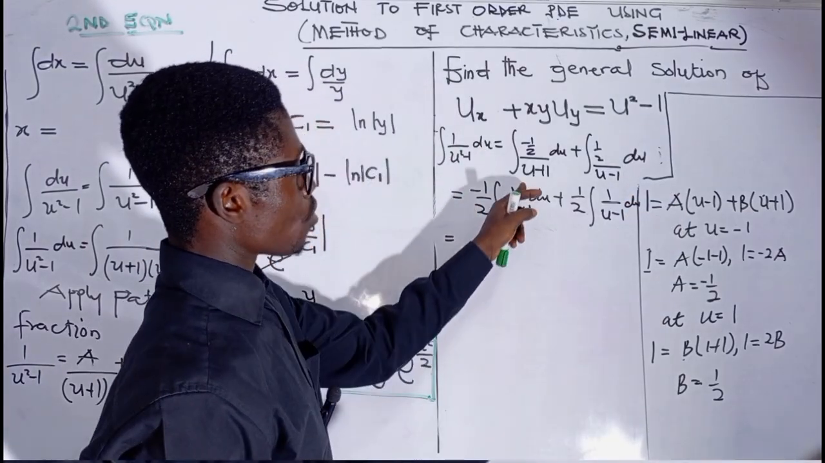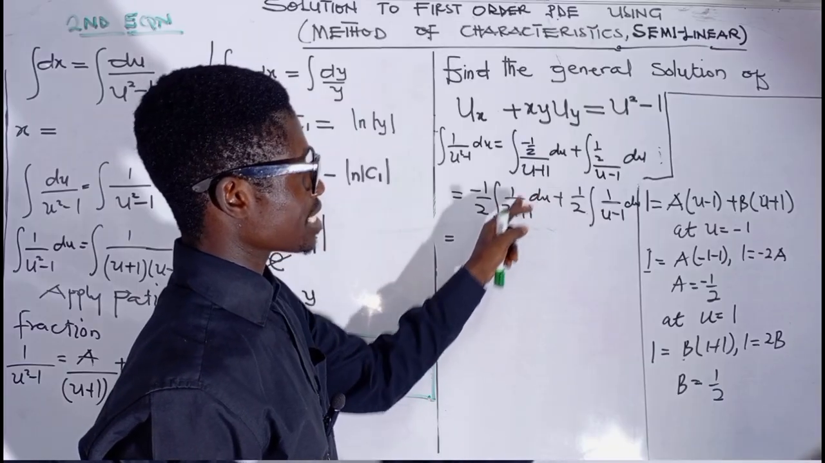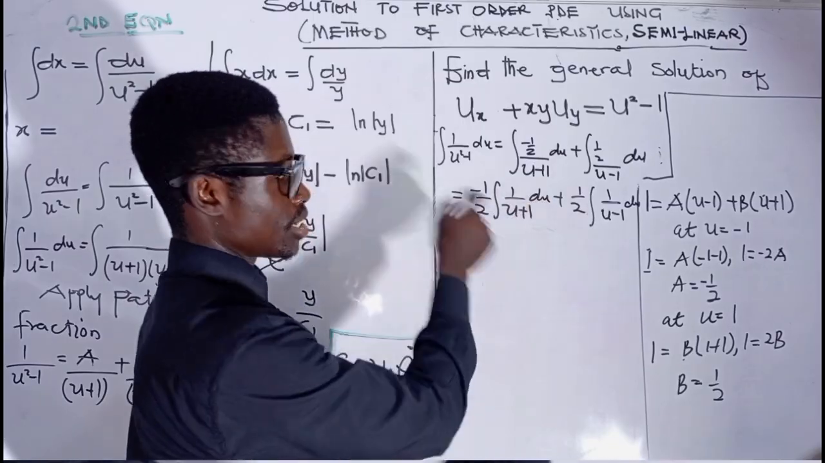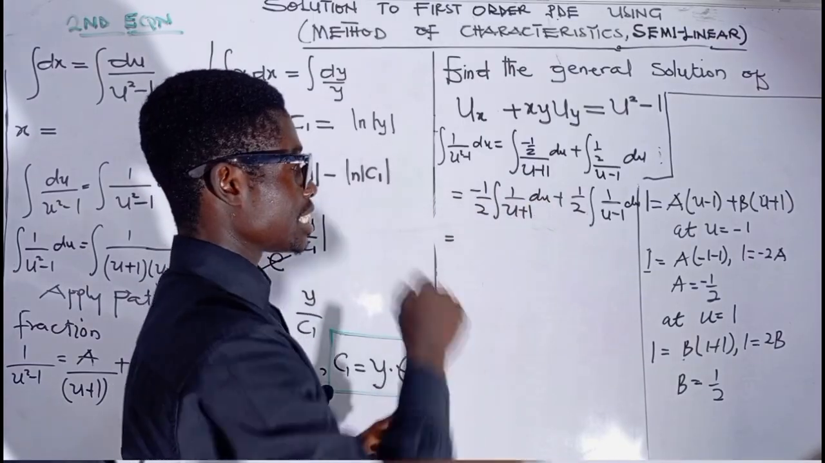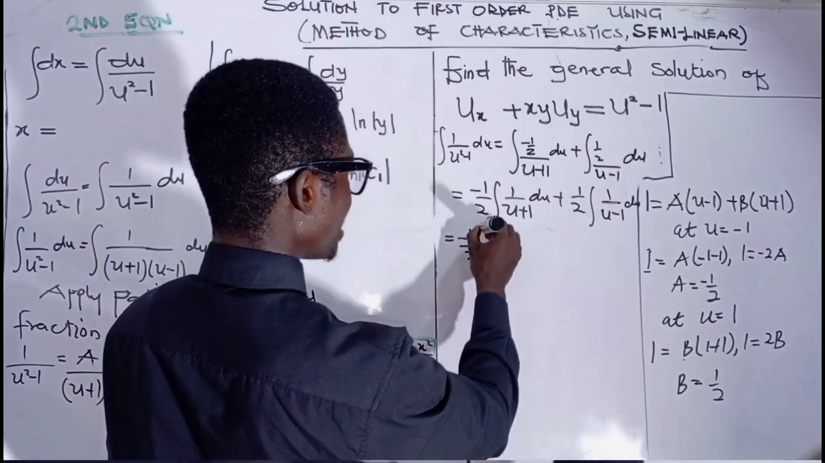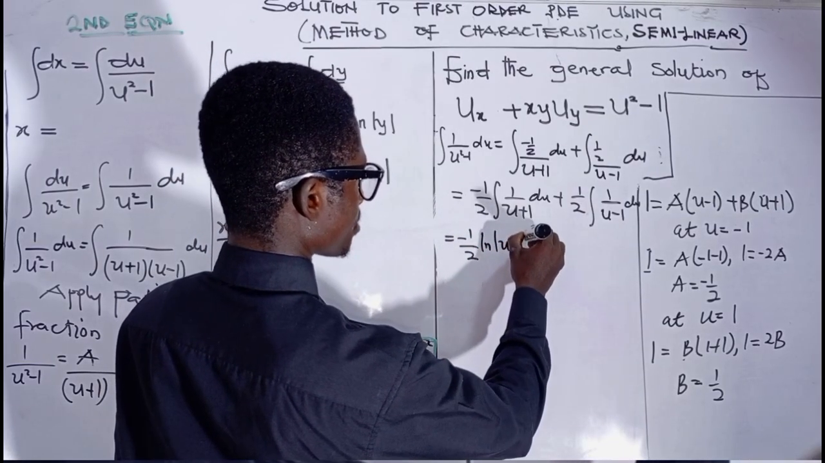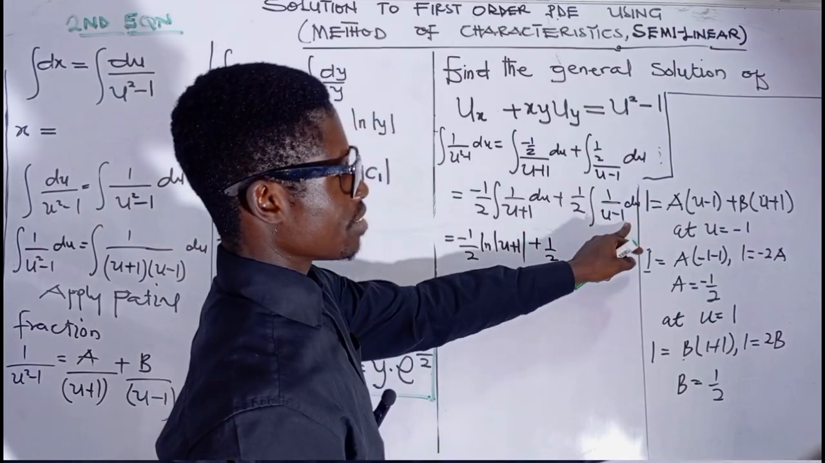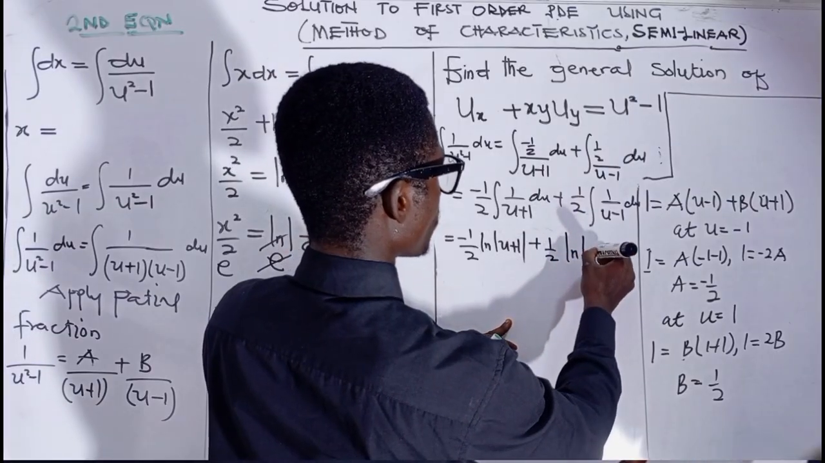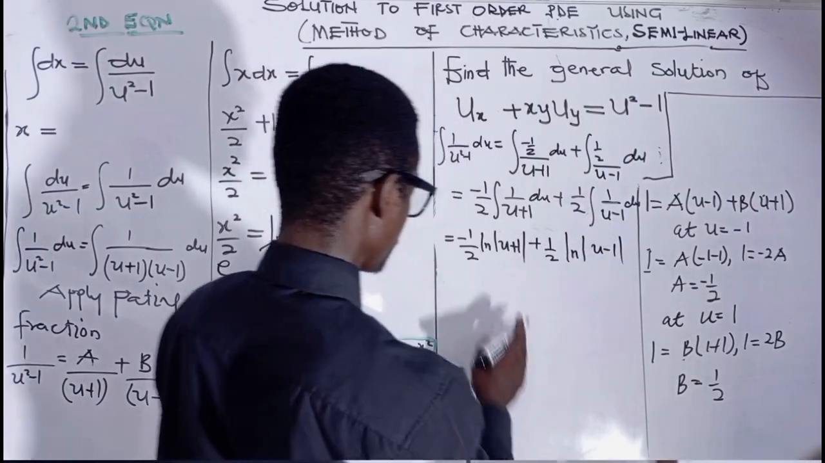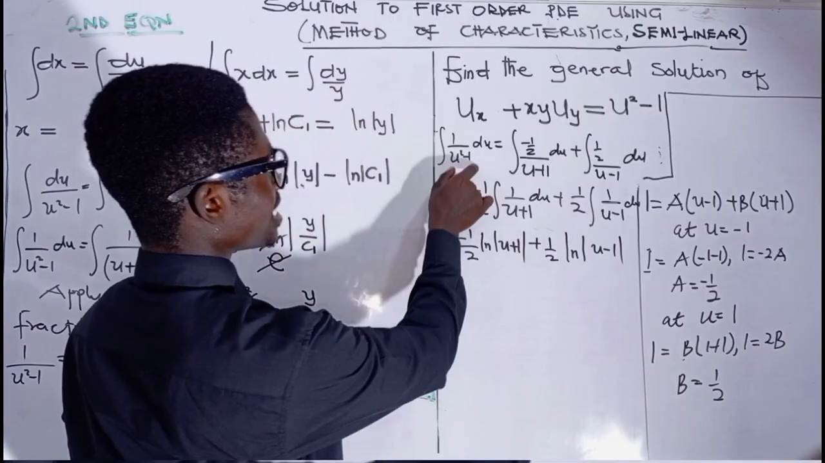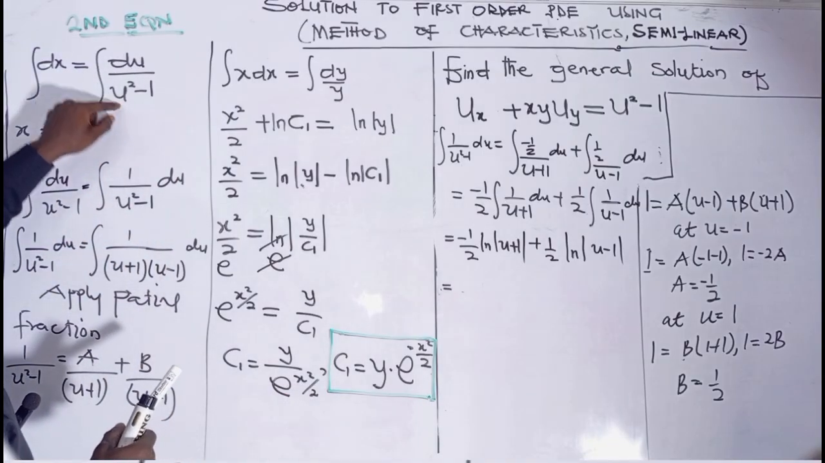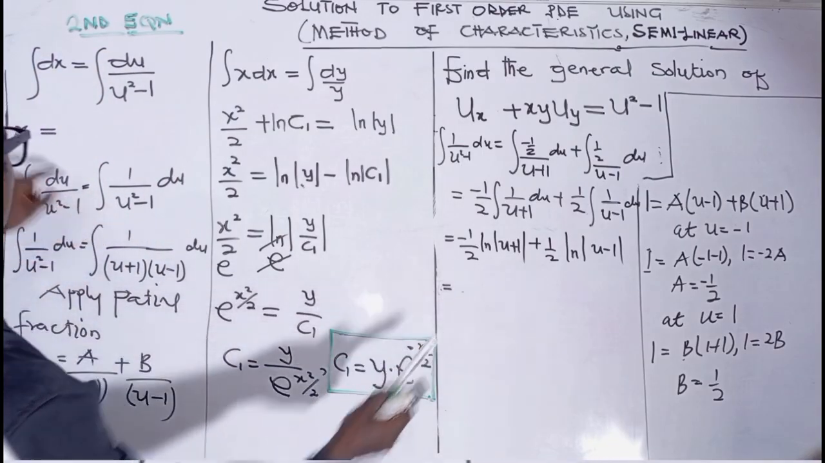Now you can see that when we integrate 1 over u plus 1 du, we have a function and derivative, because when we differentiate u plus 1 with respect to u, we are getting 1. So this one becomes minus 1 over 2 ln u plus 1. Then we have plus 1 over 2. When we integrate this, we have a function and derivative, so we are going to get ln of u minus 1. So this means that the integral of 1 over u squared minus 1 is the whole of this. This is what we were looking for, and we have seen it. So we are just going to continue from here.